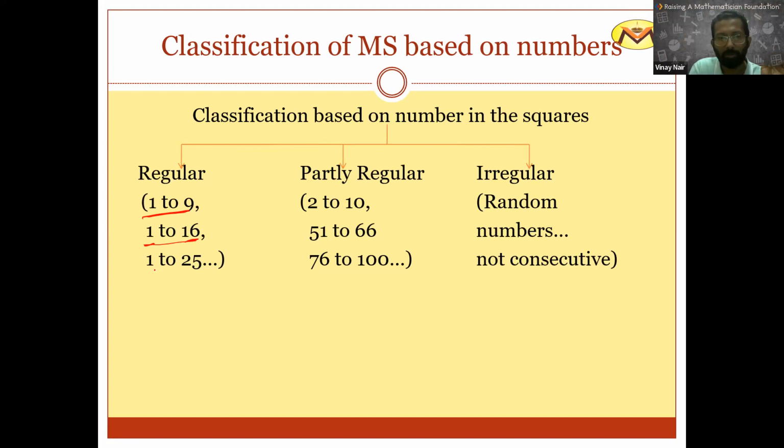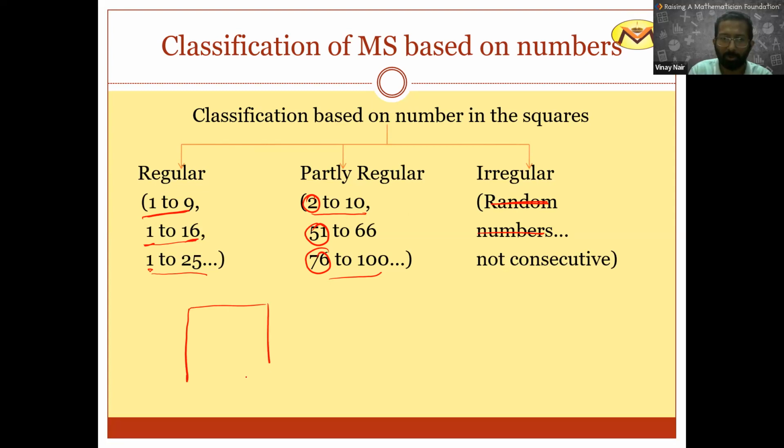Yes. So if you are starting with 1 and going all the way up to a certain number, they are called regular magic squares. Partly regular means you go continuous, but you don't start with the 1. You start with some other number, but you go continuous. Okay. Irregular magic squares are not actually random numbers, but they are not consecutive. Okay. And here Saket had asked one question: can we take non-consecutive numbers?